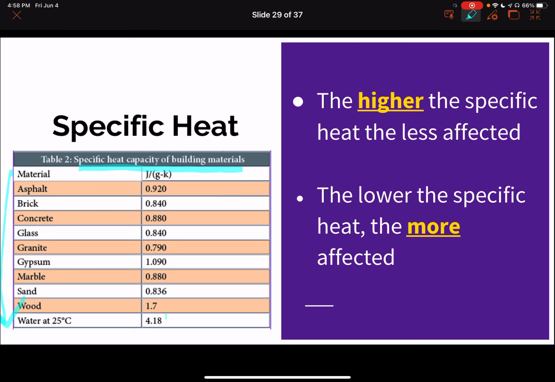The higher the specific heat, like water, the less affected it is by heat, so it takes more time to heat up. The lower the specific heat, the more affected it is, and that makes sense. If we go out barefoot on asphalt, we know it is very, very hot. Same thing with bricks and concrete, most things that we walk on. If you go to the beach, the sand is unbelievably hot because of that lower specific heat. It's more affected, and we're going to see that it takes in that heat faster than water, which has a high specific heat.